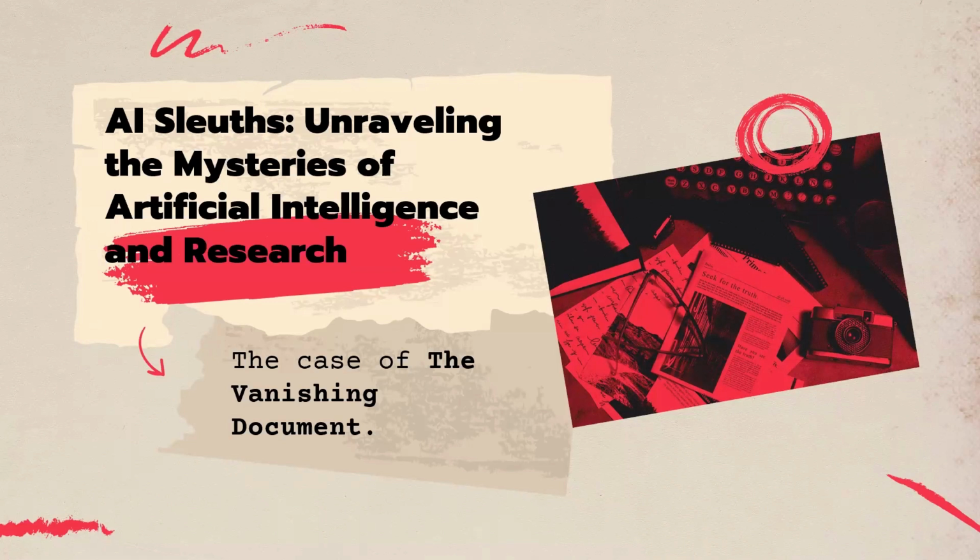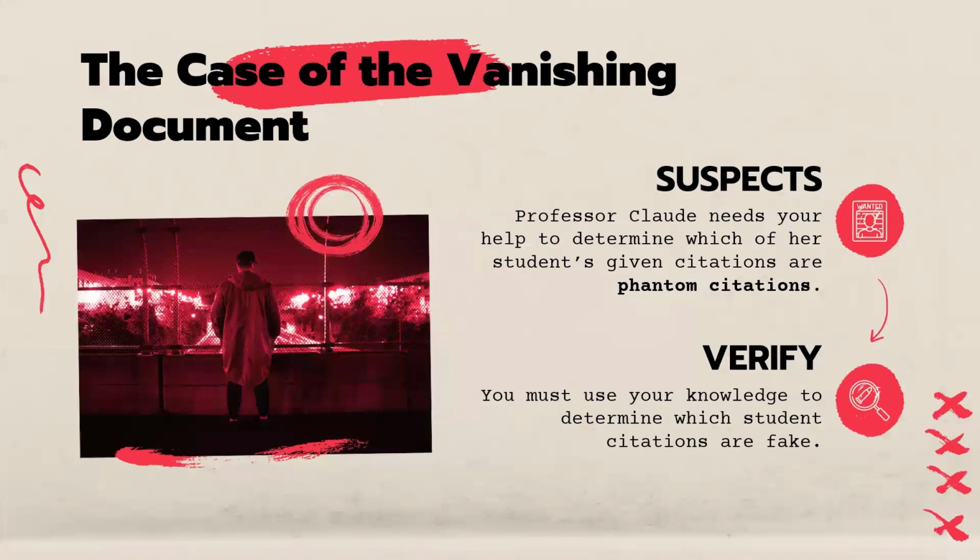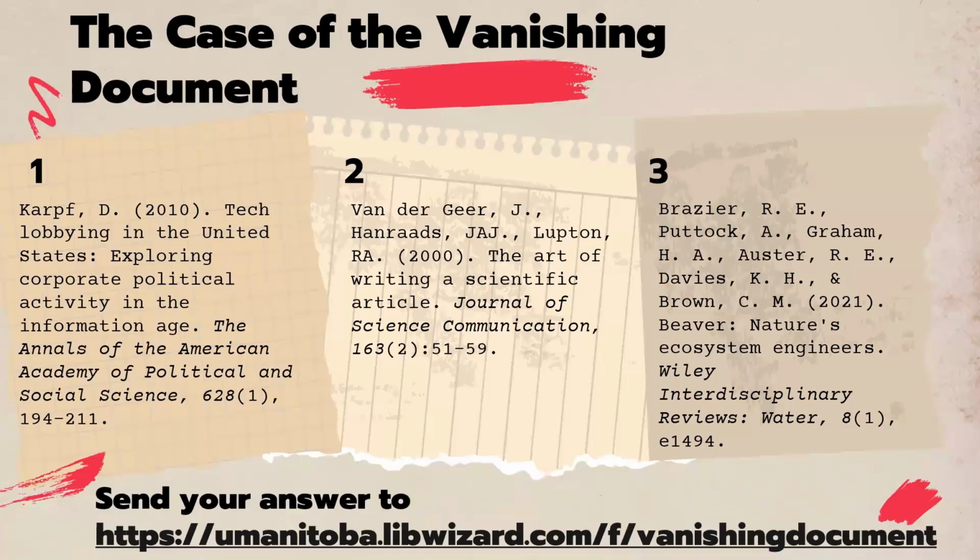And we have prizes for the people that answer all of these clues or solve these cases correctly for all 3 weeks. So the case of the vanishing document, in this case, Professor Claude needs your help to determine which of her students' given citations are fake, are phantom citations. You need to use your knowledge to determine which student citations are fake. These are the citations. You don't need to remember these at all. They're on the response quiz that Maylin will post the link to in the chat right away. That will have these 3 citations.